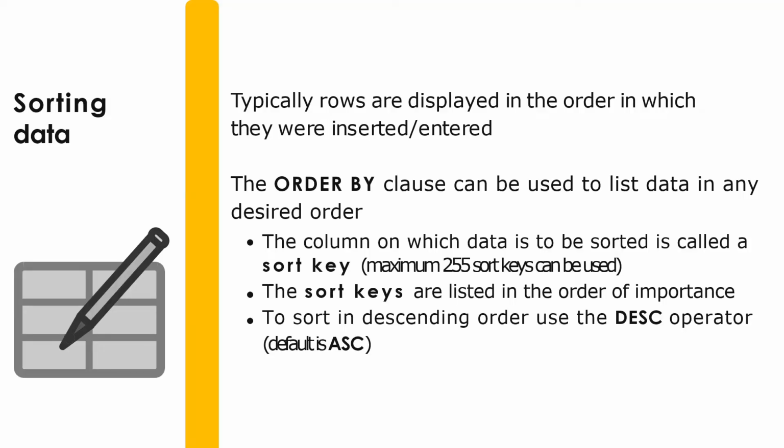Typically, when we are getting data, the rows are being displayed in the order in which they are entered or inserted in our database table. The order by clause gives us a way to list our data in any desired order. The column in which data is to be sorted is called the sort key. We can have multiple sort keys in our order by, and they are listed in the order of importance.